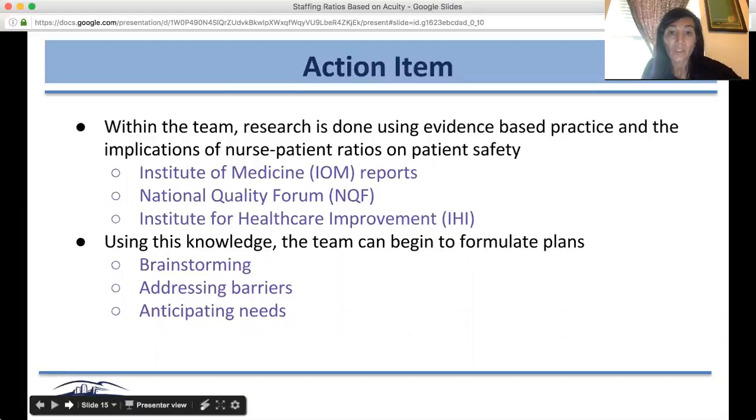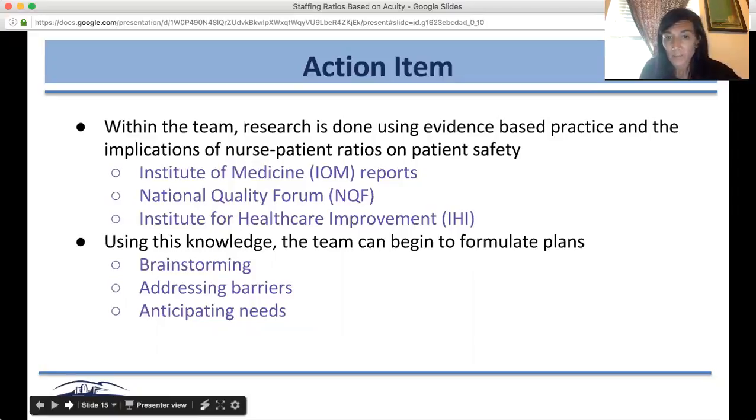Within the team, research is done using evidence-based practice and the implications of nurse-patient ratios on patient safety. This can be done using any of the reports from the IOM, NQF, the IHI, just to name a few of them. Using reports from agencies can be helpful in providing a focus on the need for change.